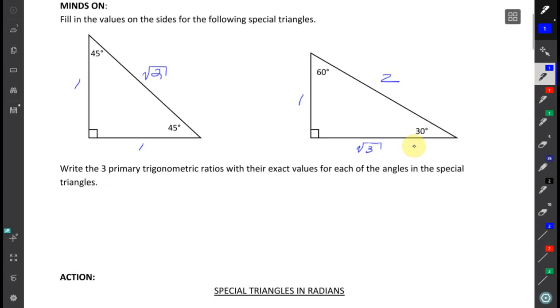Now I'd like you to go ahead and practice writing the trigonometric ratios for each of these angles. So sine, cos, and tan, just the primary ones. The sine of 45 degrees is equal to the opposite over the hypotenuse. So that's 1 over root 2. The cos of 45 degrees is equal to the adjacent over the hypotenuse, which in this case is also 1 over root 2.